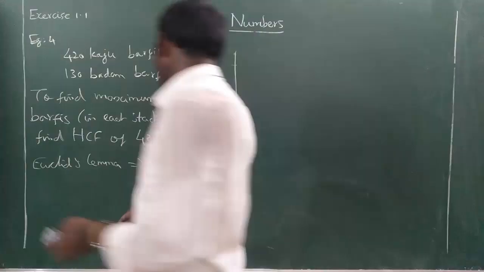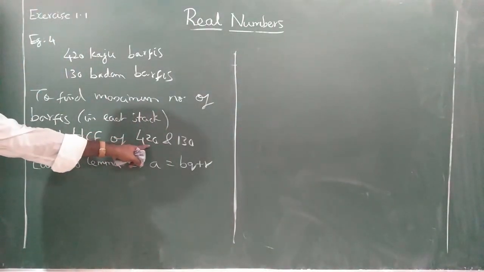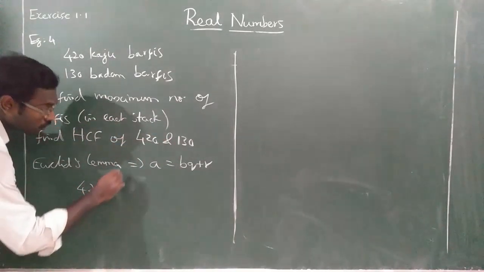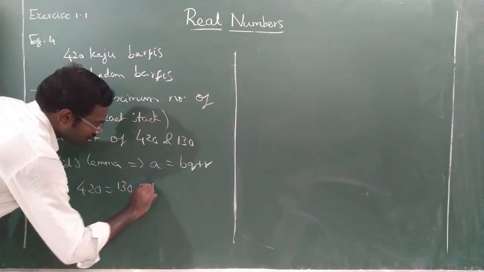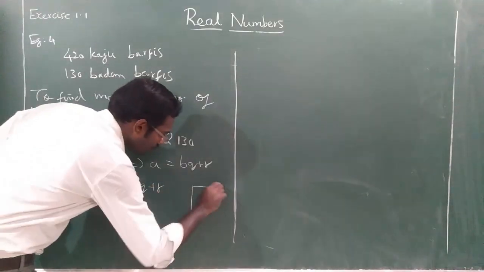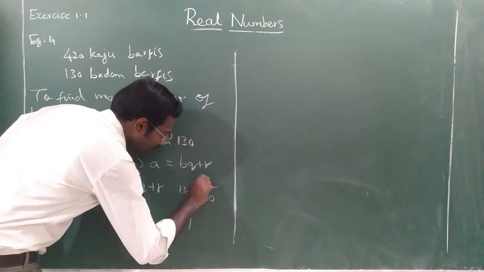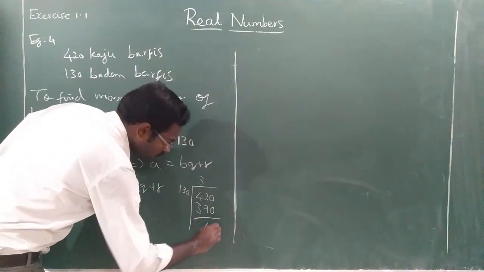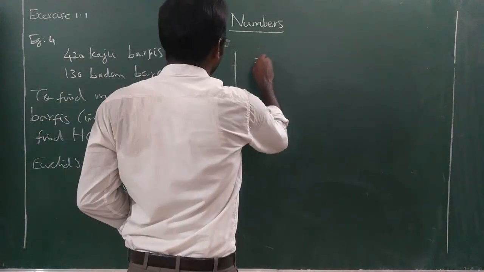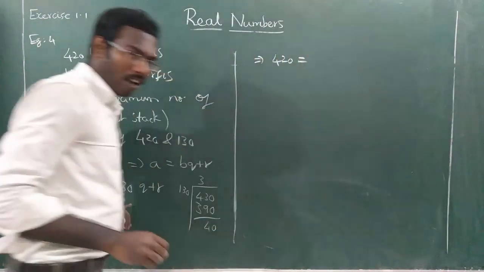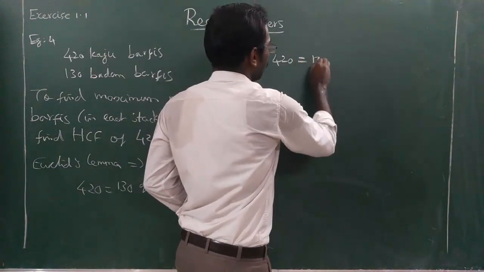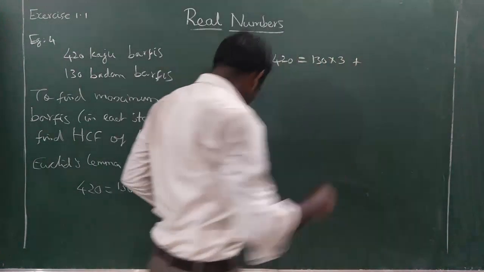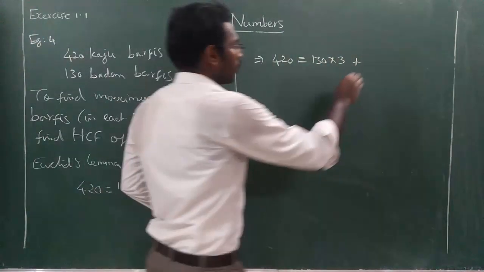Okay. So now first, A is equal to 420. The biggest number is A. The smallest number is B. So 420 is equal to 130 Q plus R. So please divide 420 by 130. 3 130s are 390. Yes or no? So the remaining is 40. Therefore 420 is equal to 130 into what is the quotient? Q is equal to 3 plus the remainder, which is 40.